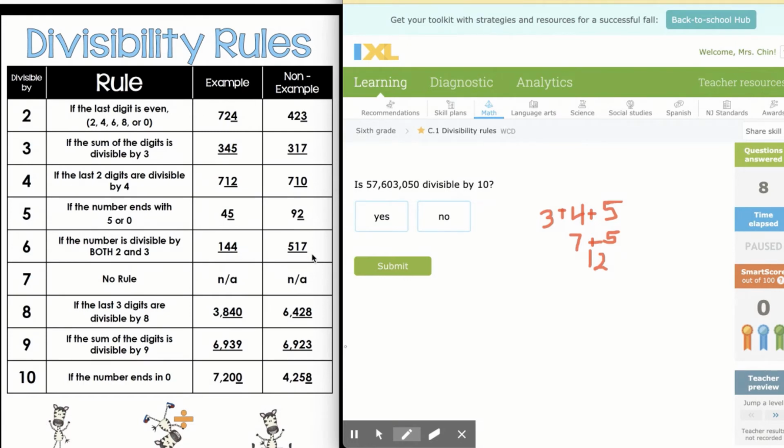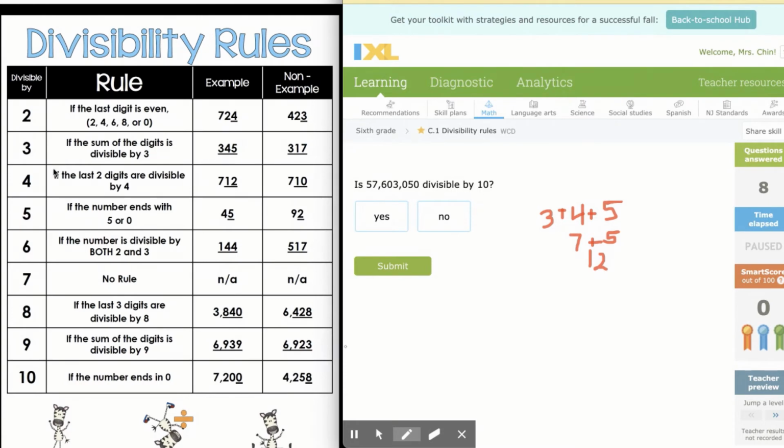When I look at 517, it doesn't end in an even number, so I know it's not divisible by 2, which means it's automatically not divisible by 6. So in order for a number to be divisible by 6, not only does it have to be even, but the sum of the digits also has to be divisible by 3.